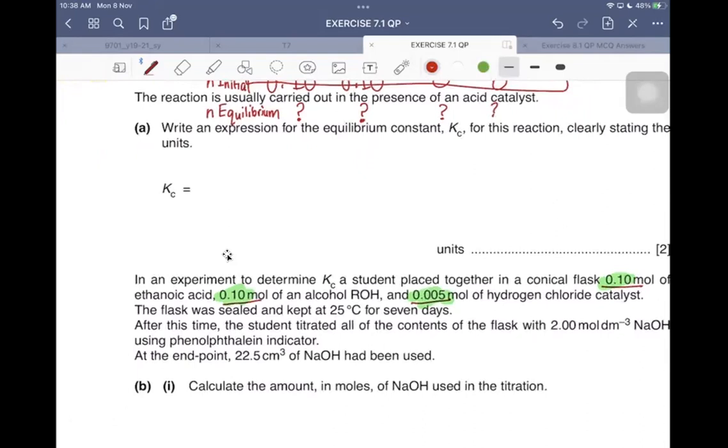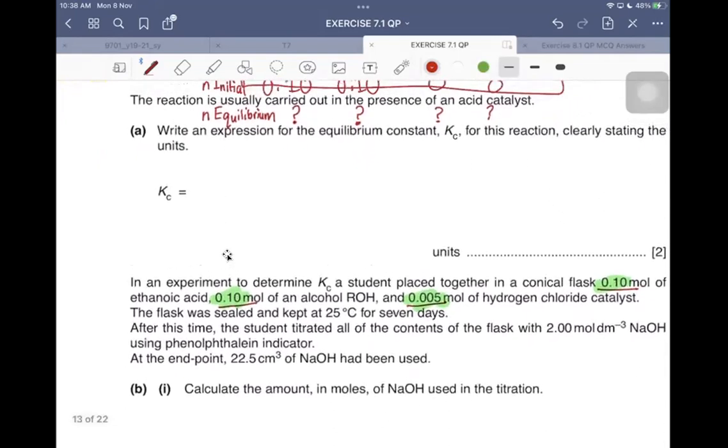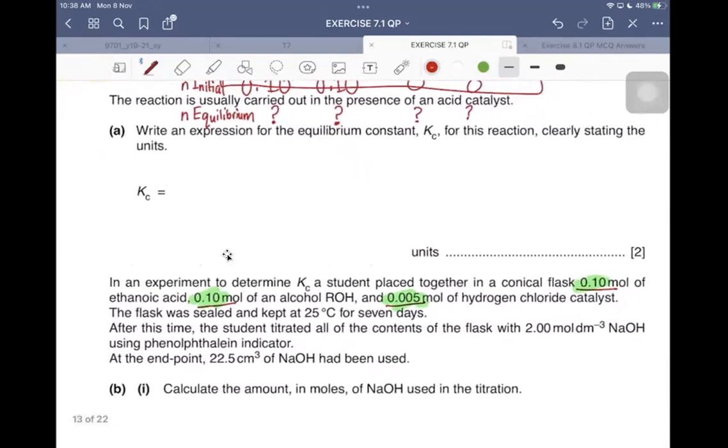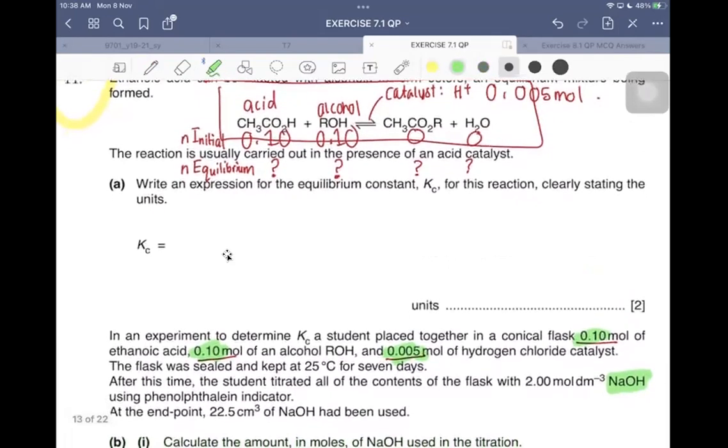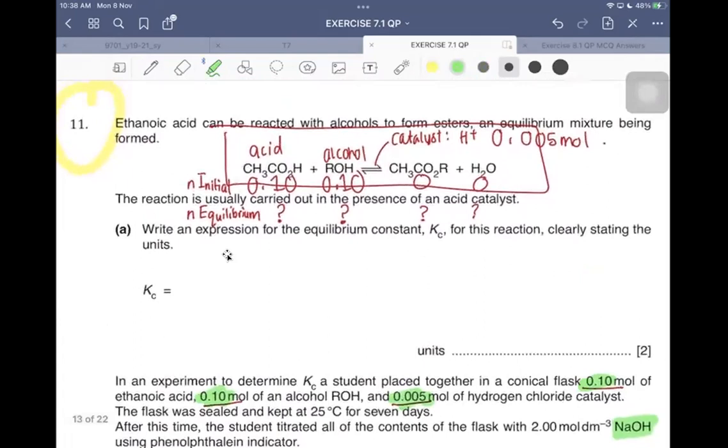You still need them. After this time, the student titrated all of the contents of the flask with 2 mole per dm cube of sodium hydroxide. So remember, after you have achieved the equilibrium, I now hate this box for being here. Shouldn't have drawn that. So after leaving this, I'm just going to delete this whole thing.